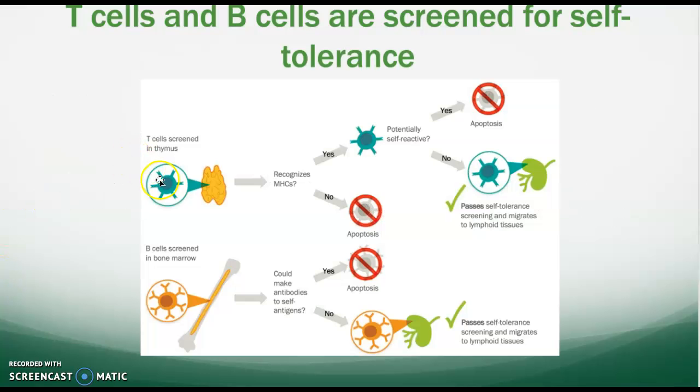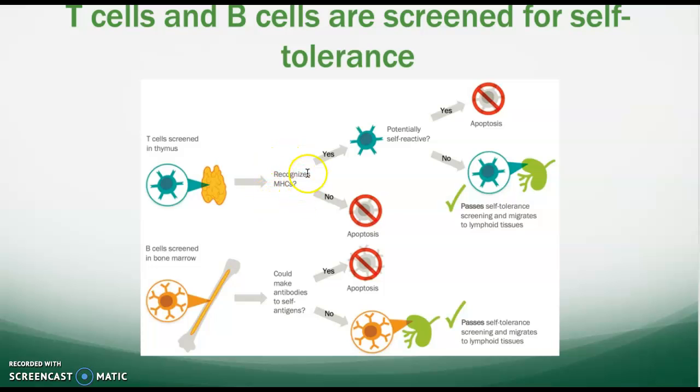So the way that we look at this, remember, the T cells are going to mature in the thymus, T for thymus. B cells will mature in the bone marrow, so B for bone. And what we look for, first with T cells, is that they have to have an antigen presented to them, and that's done by this major histocompatibility protein. We'll talk about that later in the chapter.